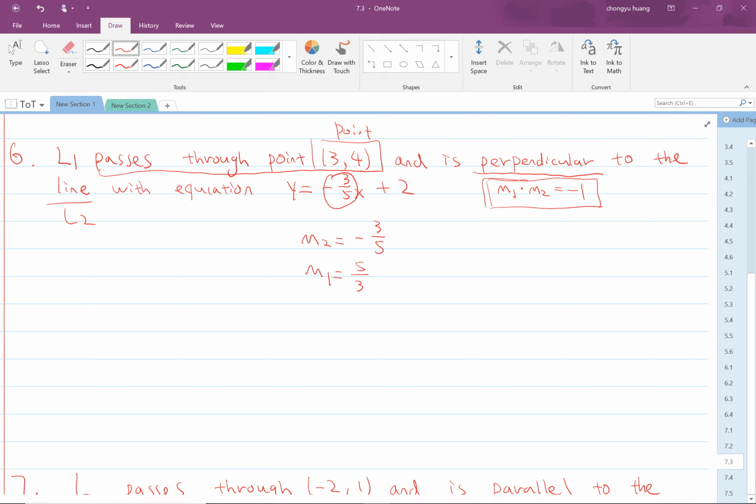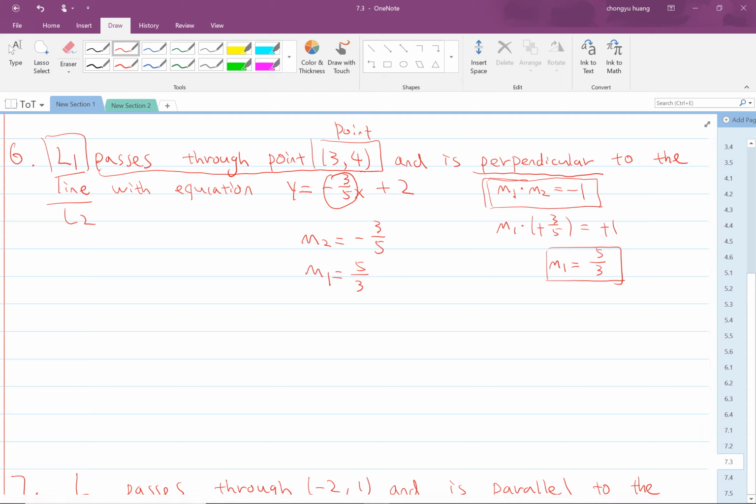Let me show you the steps, because maybe some people don't understand it. We have -3/5 times m1 equal to -1. The -1 and the -1 cancel, so it becomes positive. And the -3/5 you move to the other side, so you have to reverse it. That's basically the steps. So the slope of line 1, m1, is equal to 5/3.